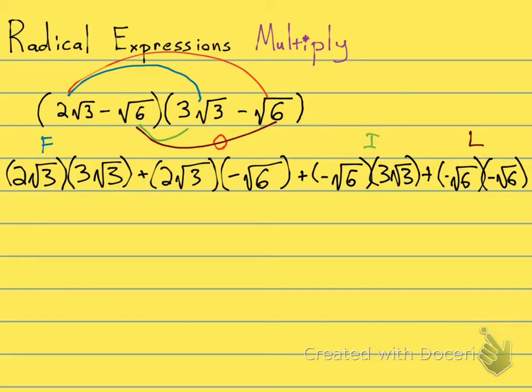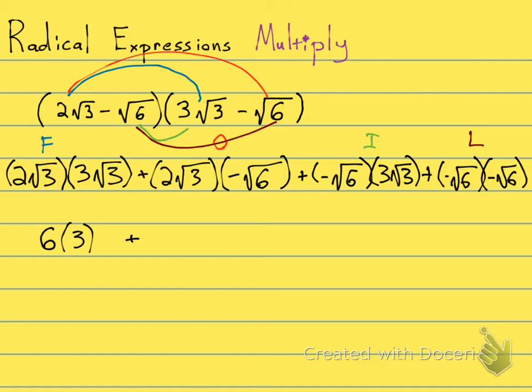Let's look at the first two. 2 square root of 3 times 3 square root of 3. Well, that's going to give me 2 times 3 is 6. And square root of 3 times square root of 3 is just 3. Square root of 9, which is 3.